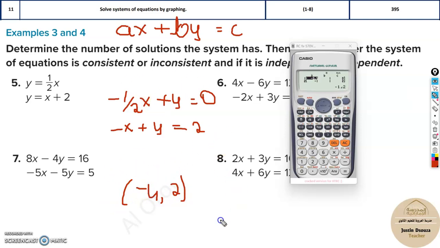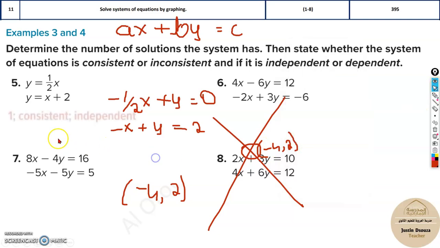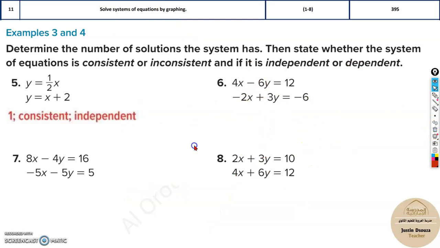If you had graphed these two lines, then they would touch, right? The coordinates where they touch is minus 4 comma 2. So that means it is having just one solution. It's consistent and independent. This is the answer. Why? Because you're getting an answer. If it was no solution, then it would be parallel lines and so on.